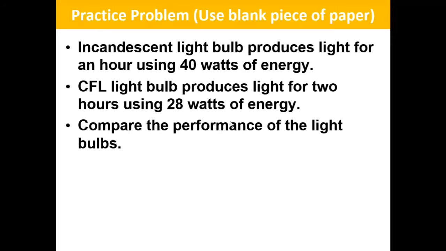Once you copy, here's what's happening. Incandescent light bulb produces light for an hour using 40 watts of energy. CFL light bulb produces light for 2 hours using 28 watts of energy. Compare the performance of the light bulbs. So we are comparing which one is more efficient in light and uses less energy.